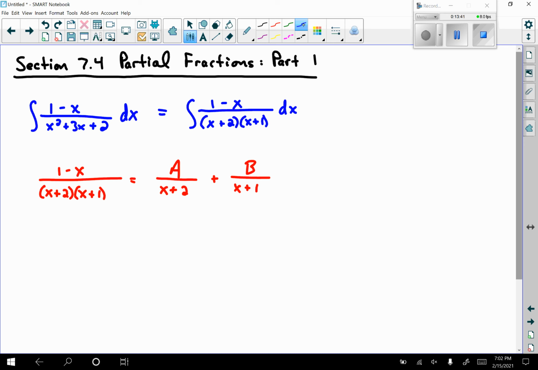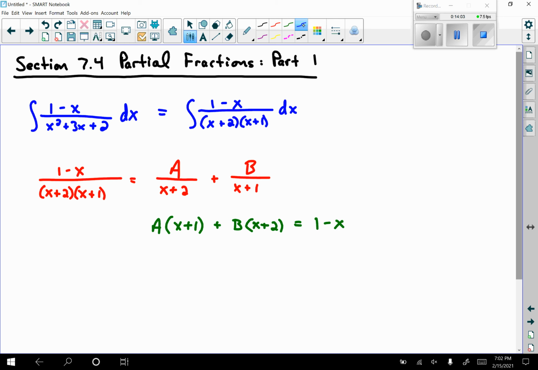So I know if I were to get common denominators here, I would have to multiply a by the x plus 1, because it already had the x plus 2. Then I'd have to multiply b by the x plus 2, because it already had the x plus 1 as its denominator. And I'm just looking at the numerators here, so both of these together would have to equal the 1 minus x, the numerator that's over here.